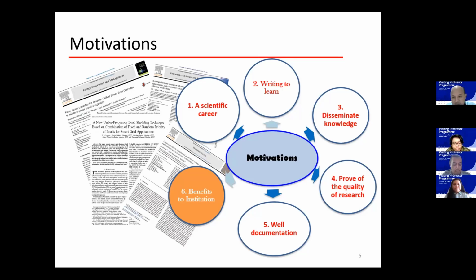Number three, to disseminate knowledge, meaning to share with others. Number four, to prove the quality of your research. If your paper is highly cited, meaning there is interest from other researchers in your paper, there is some value in the paper. Okay. And number five, well documentation. When you publish a lot, all of that nowadays is very easy to be accessed by others. They just type your name, it will come out in Google Scholar. If you have publications, automatically they can know who you are and what your background is.